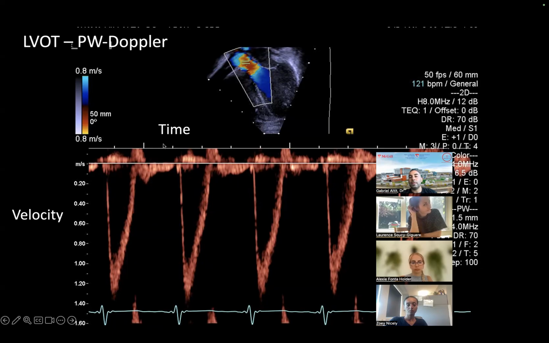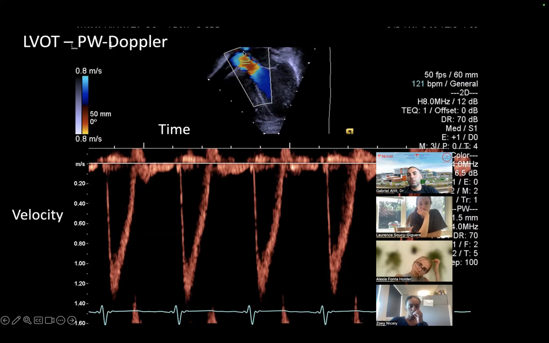So multiplying the velocity by a time provides you with a distance, and that's an estimation of what we call the stroke distance, which is instantaneous. It means that it's exactly at the point of the cursor. And what you want is that line of interrogation and the flow into this aorta to be almost parallel as much as possible. Here you see that the cursor is like this and the flow is like this.